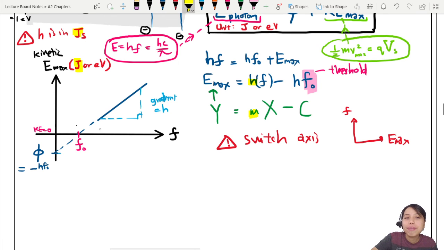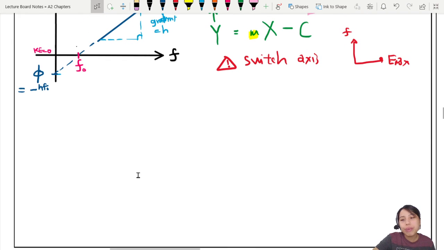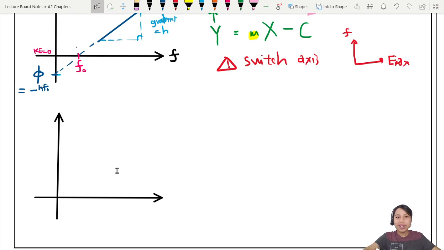One last graph. There's too many examples to show, so I just pick one and show. Okay, let's say I throw you a graph of stopping potential Vs against frequency.